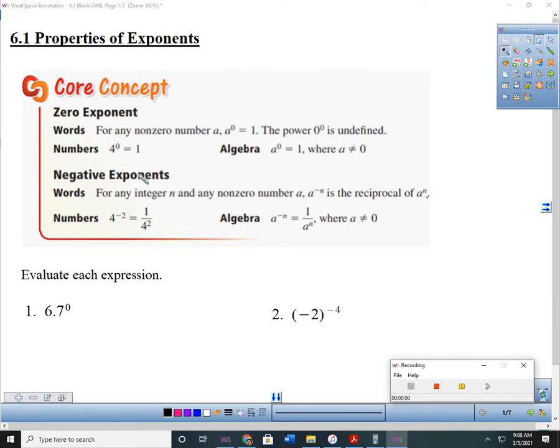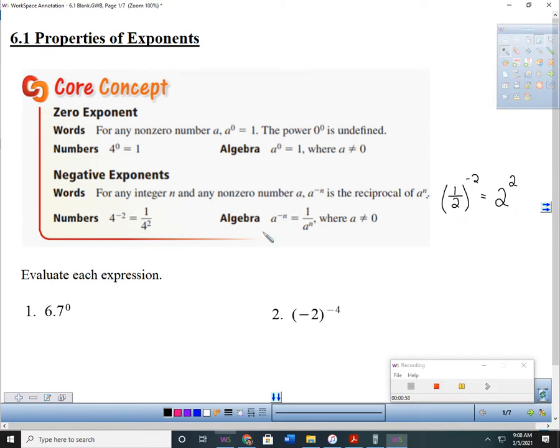All right? Negative exponents: for any integer n and any non-zero number a, if I take that non-zero number and raise that to the negative n, then you're going to take the reciprocal of a to the n. So for instance, let's say that I had 1/2, and I raised that to the negative 2. In order to get rid of the negative exponent, I'm going to take that 1/2 and flip it. So 2, raised to the positive 2. So all you got to do is flip your base.